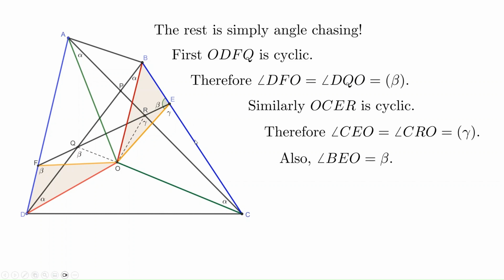Now, look at the beta and gamma at the point E. They sum up to a straight angle BEC, which is 180 degrees. So beta plus gamma equals 180 degrees.